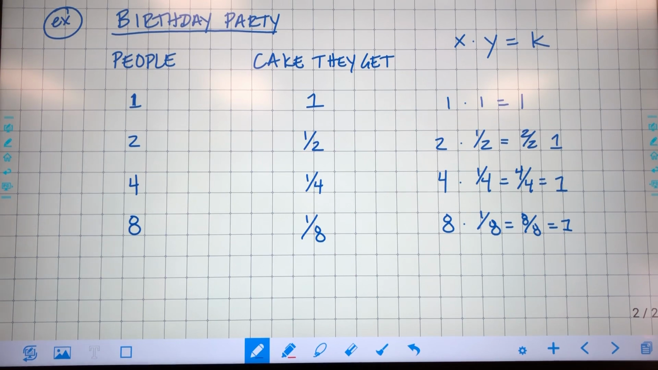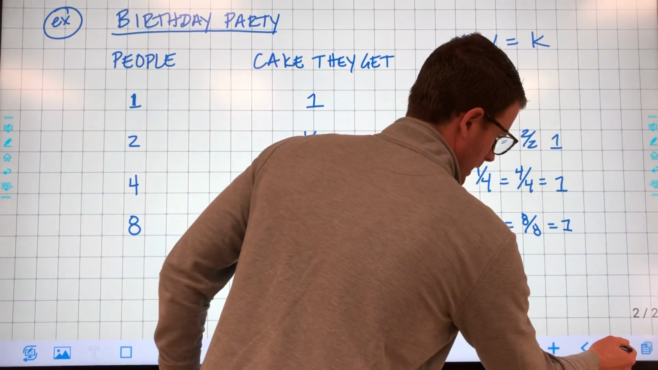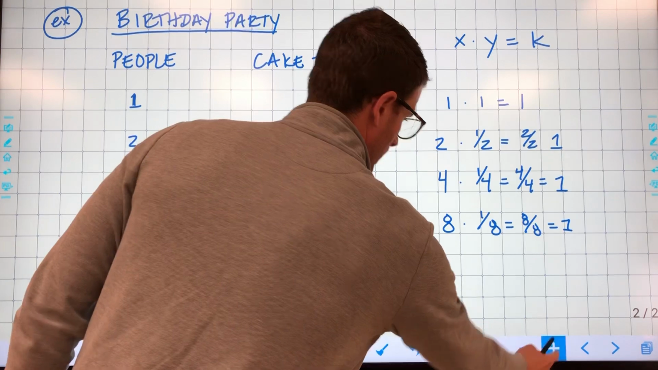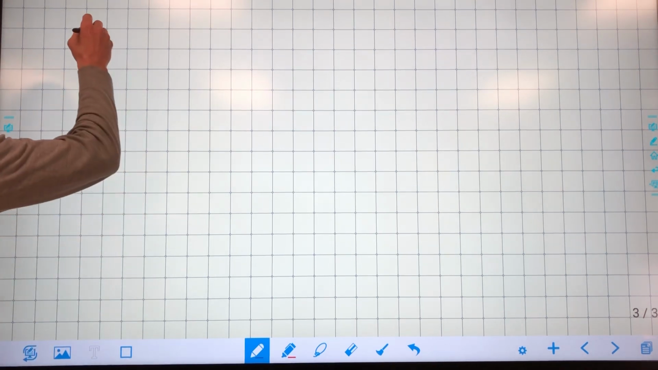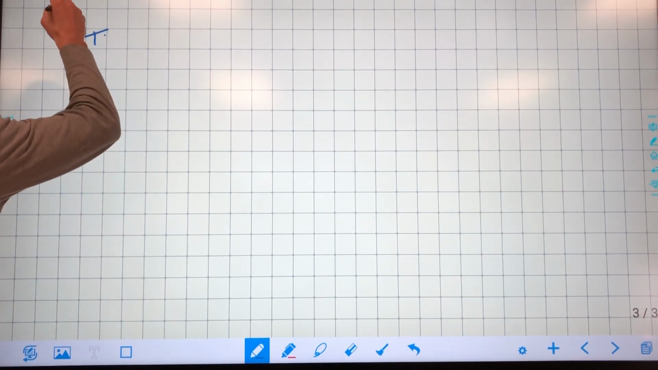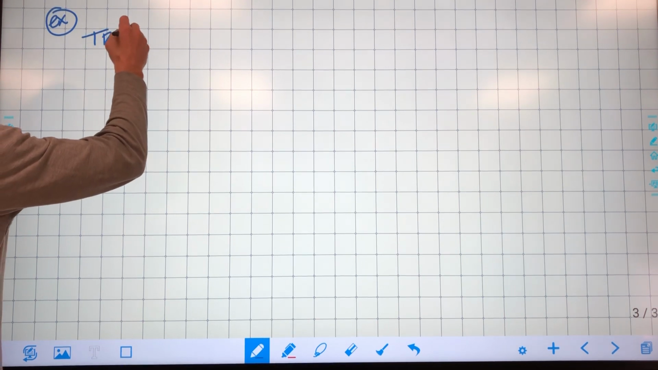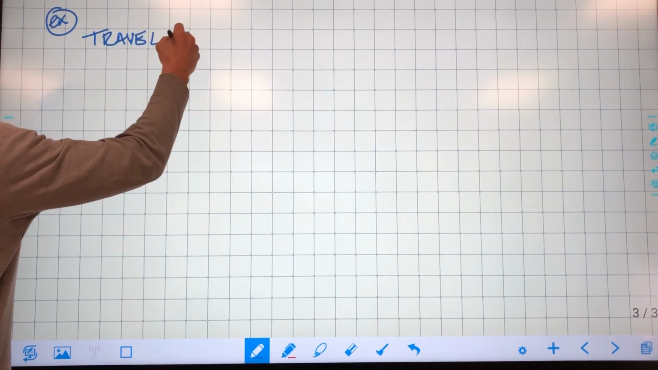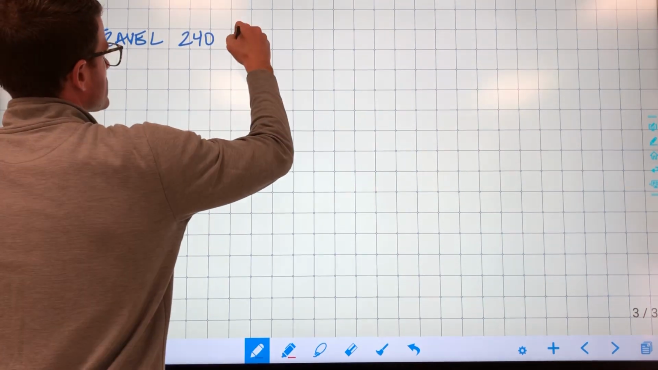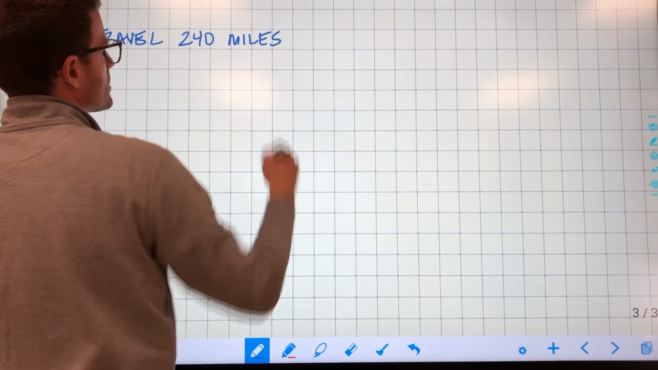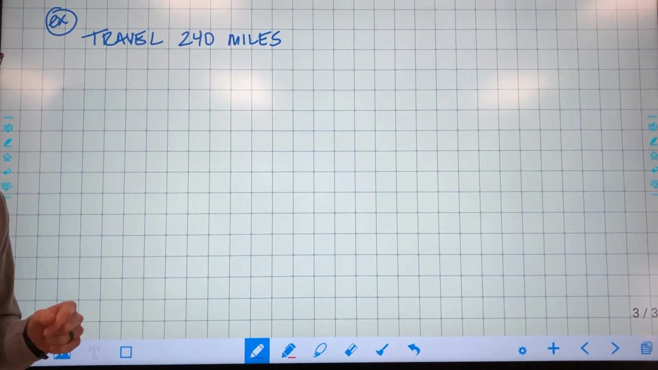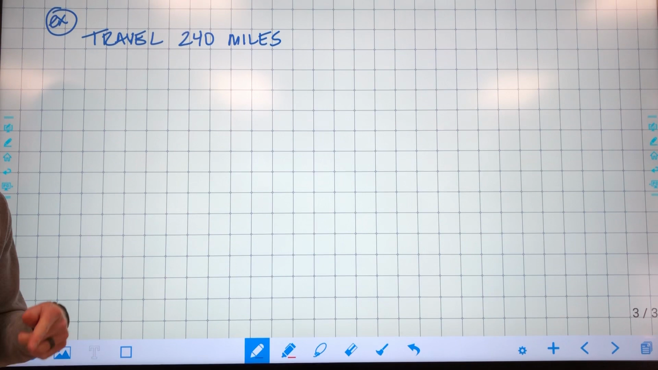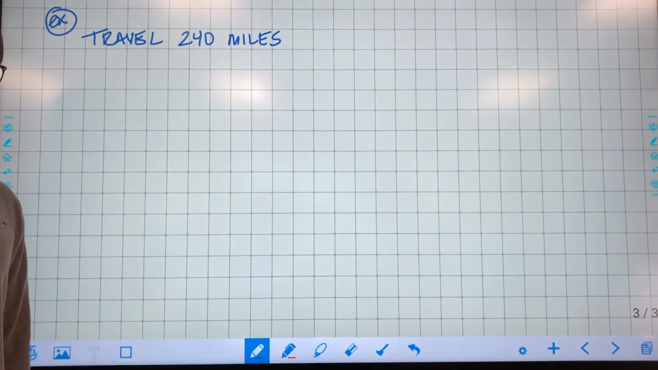All right, let's do another. I'm going to have you guys fill this in. I'll set it up for you. I'm driving somewhere. I'm trying to travel 240 miles. So I'm driving to the beach, and I know that it's 240 miles from where I am. I want to know how long it will take me to get there driving at different speeds.